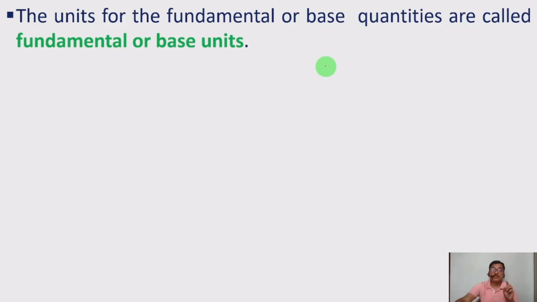The units for the fundamental or base quantities are called fundamental or base units. We are going to choose a few, limited number of units which are interrelated with other physical quantities. Those are the fundamental or base units. These units are also used for the other physical quantities, with some relation.